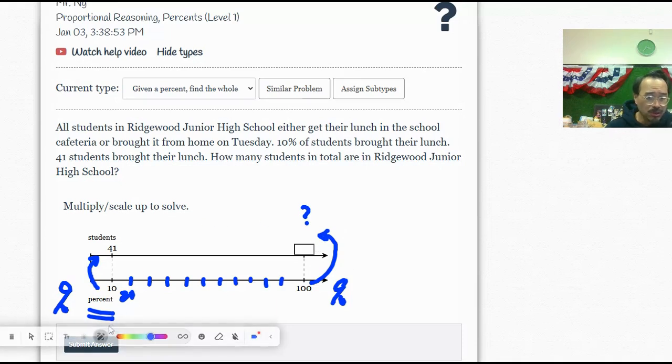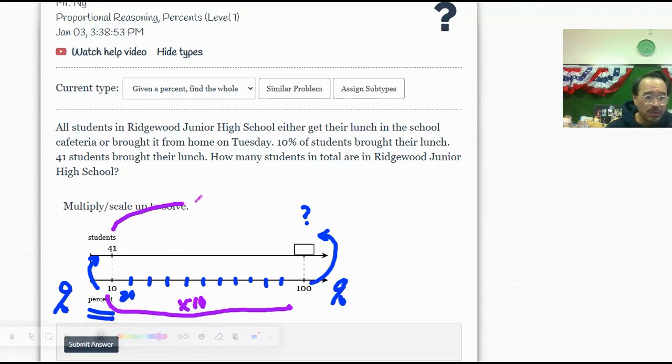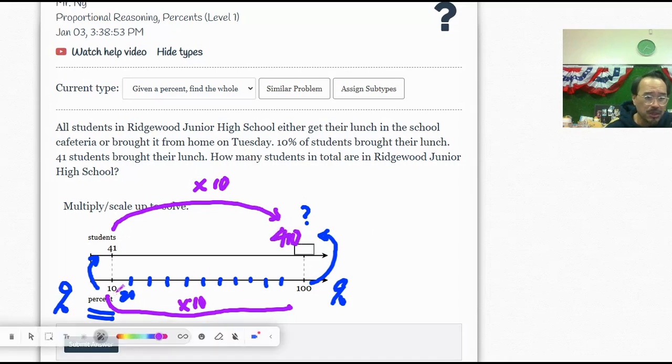Real quick, how do we determine that? How does 10% become 100%? Yeah, times 10. So 10 times 10 gave us that 100. So what can we do up here then? Yeah, times 10. I don't suppose you need a calculator, but you could use one if you want to. So 41 times 10 is what? Yeah, 410. You see that?